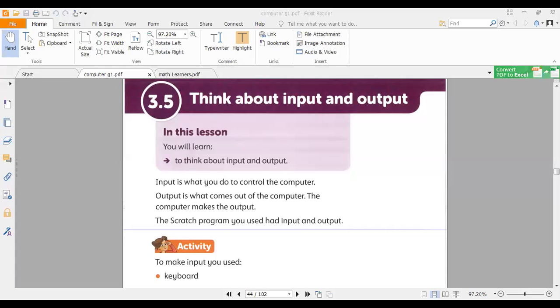And today our topic is 3.5, think about input and output. Actually, boys, in the last class we have discussed the inputs and outputs of the computer. So today we are going to study it in detail, or you can say we are going to revise the inputs and output. In this lesson, you will learn to think about input and output.